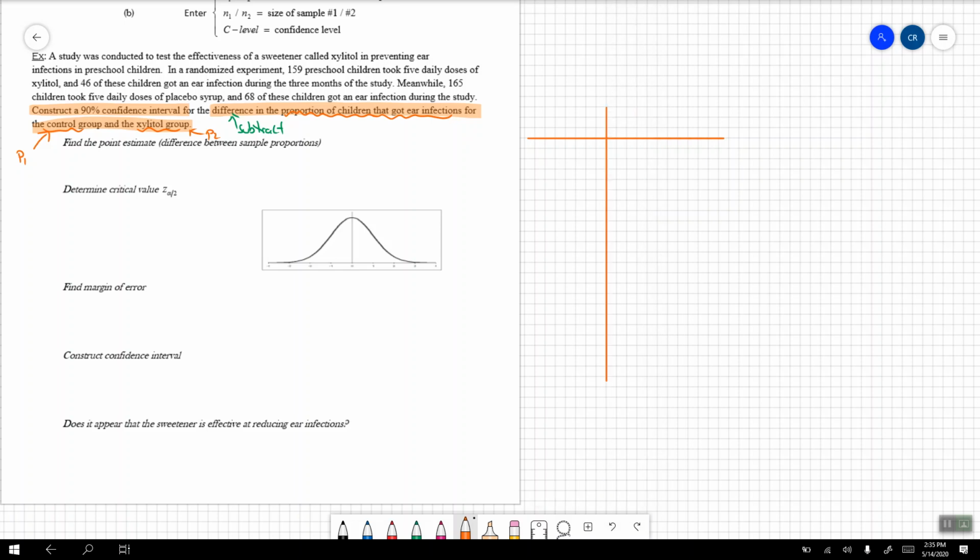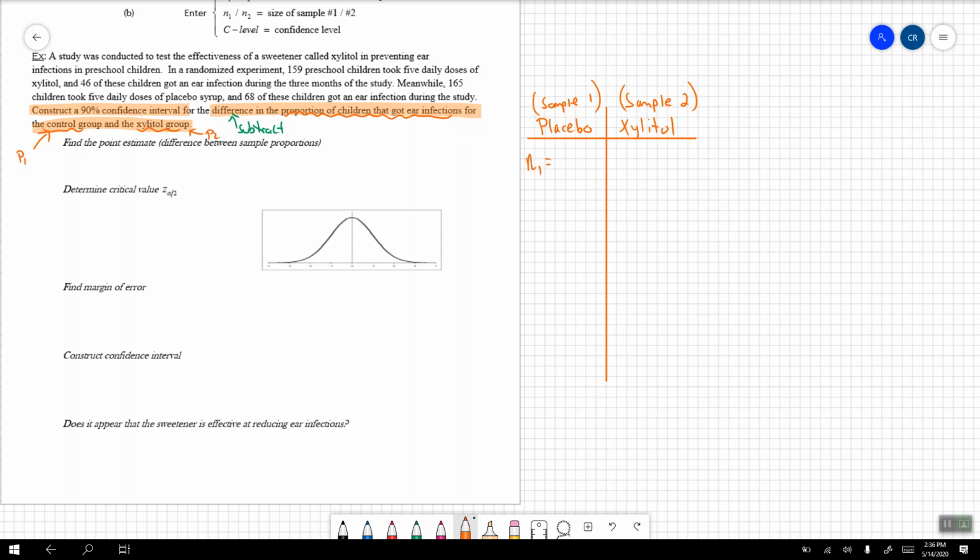All right, so here we go. I said P1, this is going to be sample 1, the people who were in the control group, so this is your placebo. Sample 2 is going to be everybody who took xylitol. All right, so all we need to do is just extract.